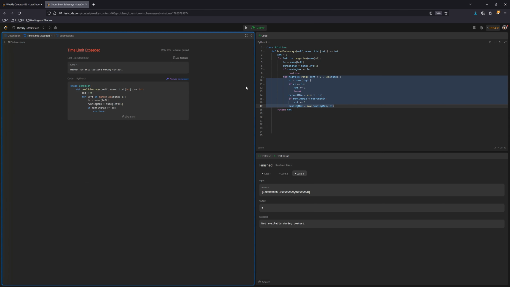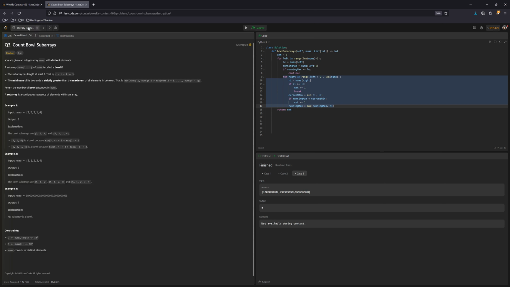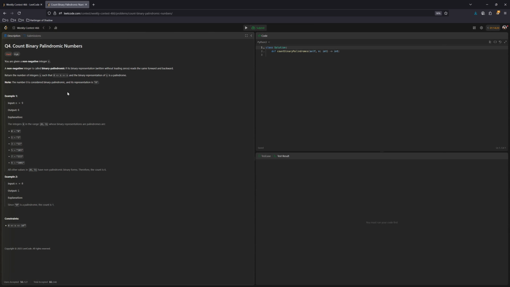It's in the process of timing out. All right, hidden for this test case. Great, so I can't click use test case. That's annoying. That was part of my plan. So now I got a penalty and no benefit out of it. Count binary palindromic numbers. Okay, you know what? Maybe this would be easier.